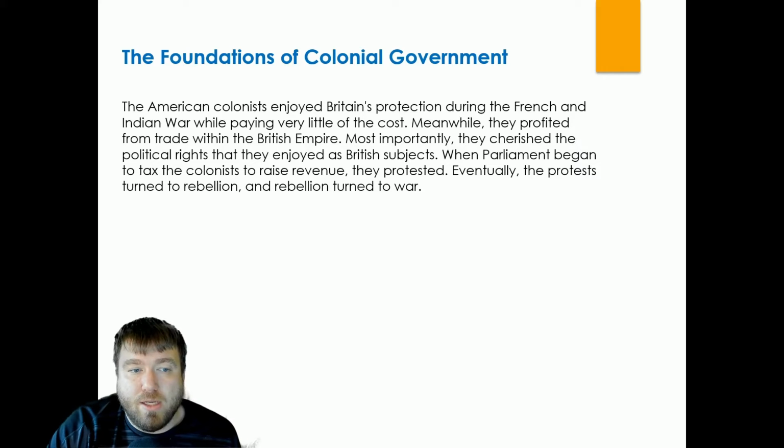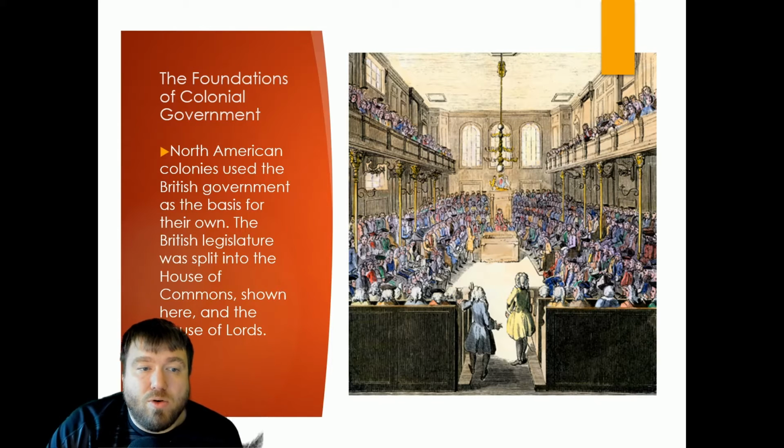When Parliament began to tax the colonists to raise revenue, they protested. Eventually, the protest turned to rebellion, and rebellion turned to war. North American colonies used the British government as the basis for their own. The British legislature was split into the House of Commons, shown here, and the House of Lords.